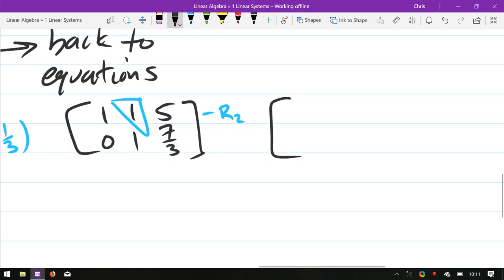So what happens here is 0 times negative 1 is 0 plus 1. So our original 1 is going to stay where it is because the other row had a 0 in that spot. So it won't change the first element. Second element's that 0. The third one is going to be 5 minus 7/3.